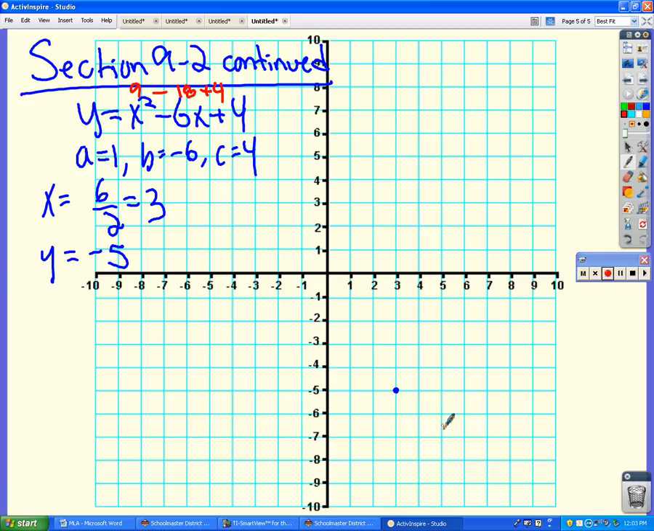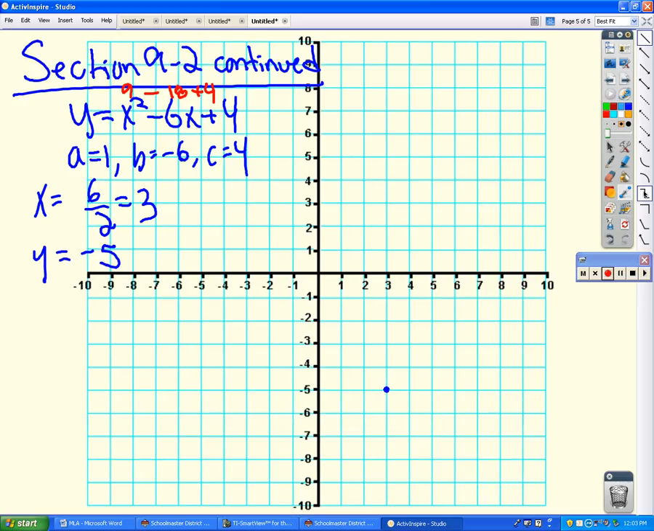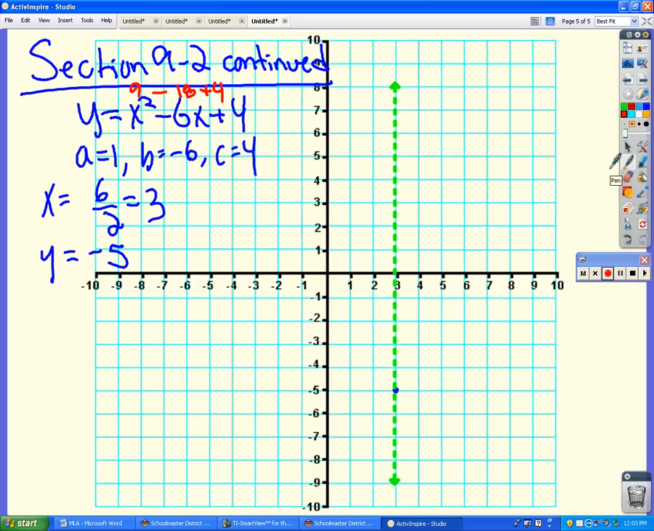Now what is special about that point? It's the minimum or it's the maximum, depending on whether it opens up or down. And it's also right in the middle of the parabola. And so after you graph that point right there, what you need to do is draw a straight vertical dotted line that goes through that point.